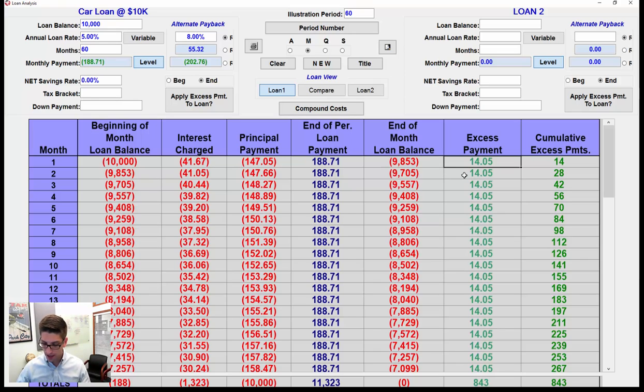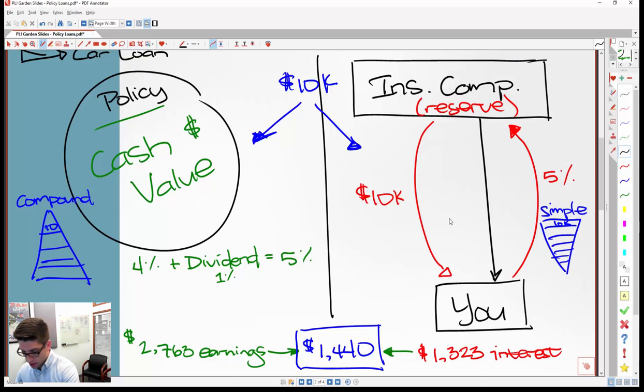Now that $14, in essence, we're directing that money towards the cash value. Extra payment going back into your system. So in this case, by paying that extra $14 per month, if you look down here at the bottom, we've now put another $843 into the policy. Okay? So it's very likely that you will have another $843 that you've plugged away into this insurance policy by paying yourself back extra interest.